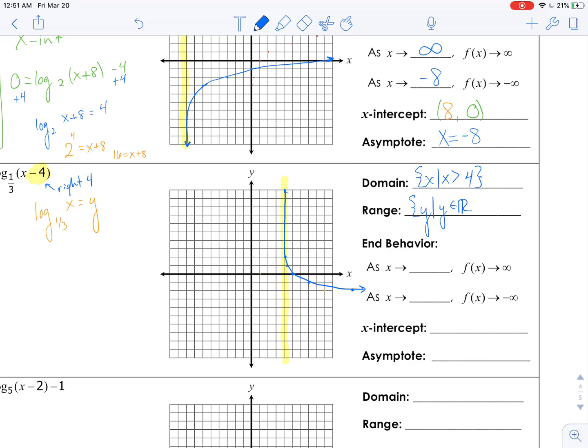And then the range, as always, real numbers, because again, here we're going up forever. Here we're kind of going right and down forever, however slowly that might be happening. Eventually we would hit negative infinity. And that comes up here in our end behavior.